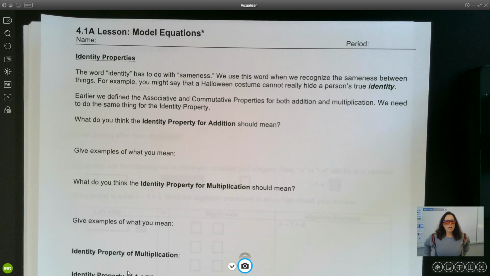Y'all. So we're talking about 4.1a lesson, modeling equations. So module 4. This is the very beginnings, and this is a little bit lengthier of a lesson. It's got a lot of information, a lot of vocabulary. So important to understand as we move forward in this module. All right, identity properties.